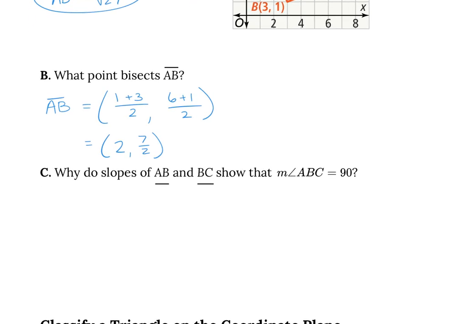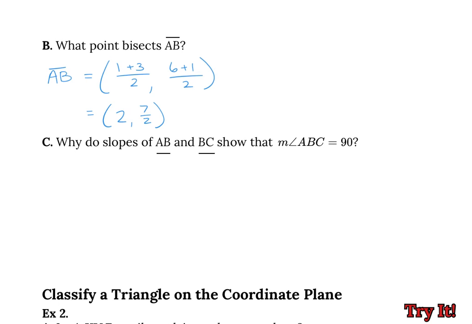Okay, C. Why do the slopes of line AB and line BC show that the measure of angle ABC is 90? Okay, so we want to find the slopes of those two lines.